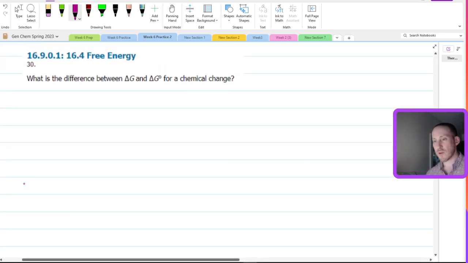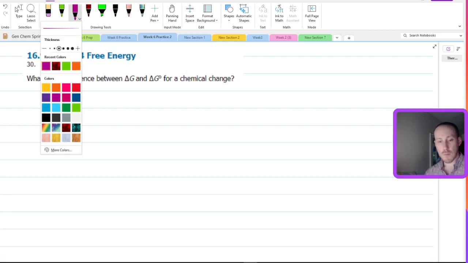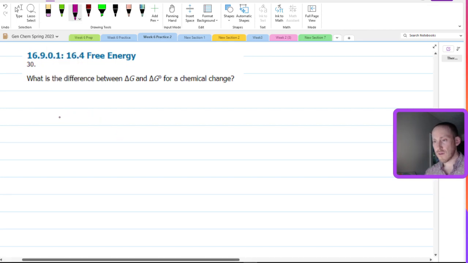This next one should be pretty quick. We already talked about it. Delta G and delta G with the standard symbol. This is delta G in any condition.